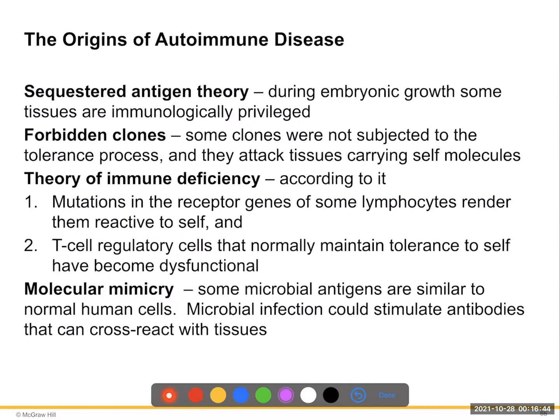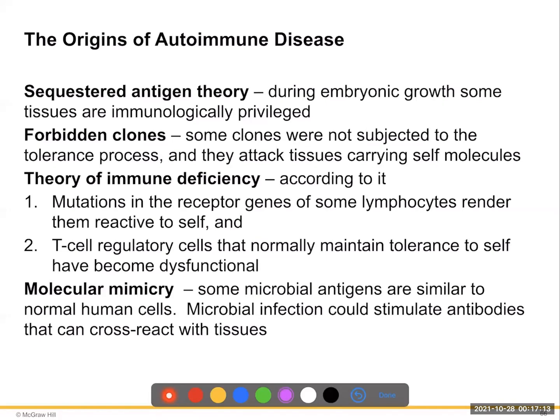So it's the sequestered antigen theory. During embryonic growth, some tissues are immunologically privileged. Then there are forbidden clones, some clones which are not subject to the tolerance process, and they attack tissues carrying specific molecules. Sometimes the immune system just makes a mistake when it's developing and doesn't find the antigens that it's supposed to see, recognize, and record as self.